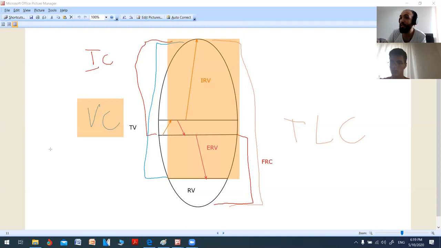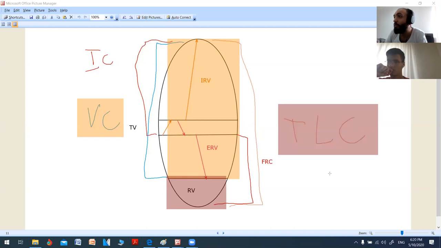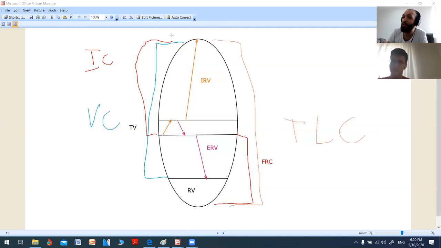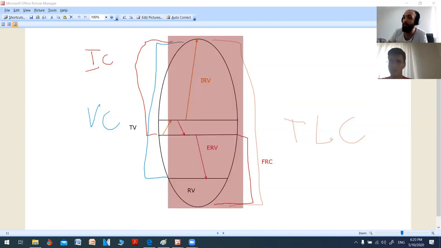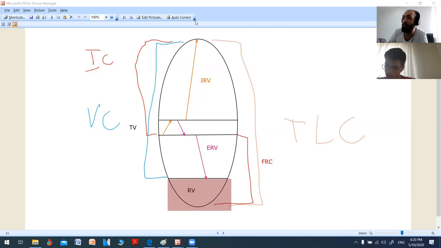Vital capacity. What is vital capacity? Tidal volume plus IRV plus ERV. You understand? For example, if I tell someone, breathe in everything, then take everything out, it's everything except what? Residual volume. What if I add the residual volume to it? The vital capacity and the residual volume will give us what? Total lung capacity. So if someone is at total lung capacity position, it's air full. Someone at residual volume position is at the lowest. Is it clear?